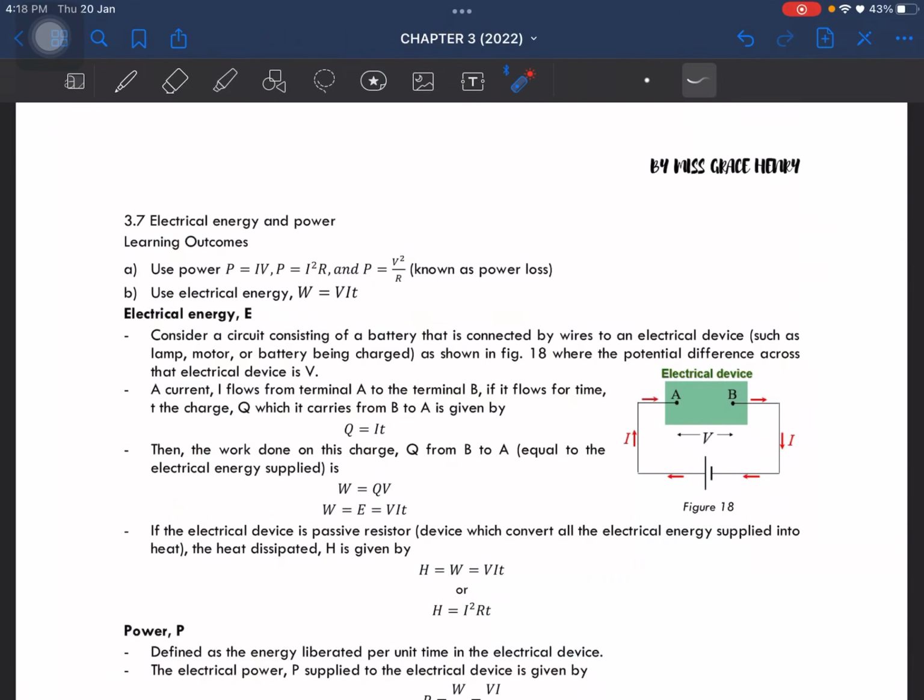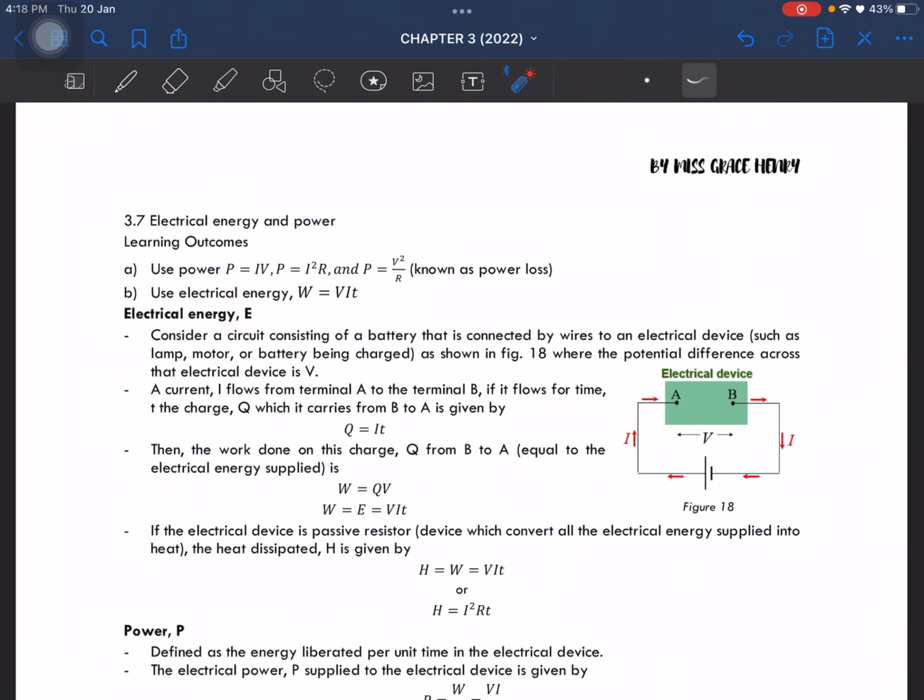Subtopic number 7, which is on electrical energy and power. In this subtopic, you should be able to use the formula of power, which is equal to PIV, I squared R and V squared over R, which is known as power loss. And you also have to be able to use electrical energy, which is equal to work, equal to VIT. So electrical energy, which is E.